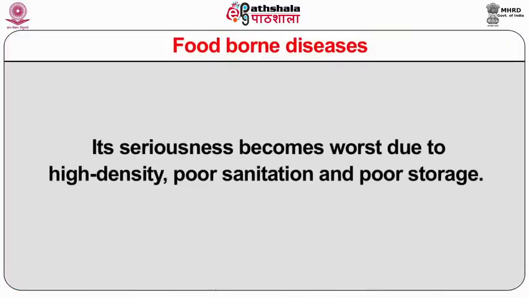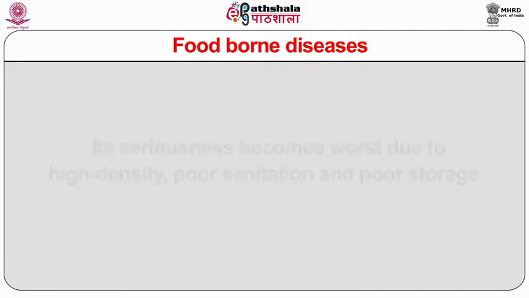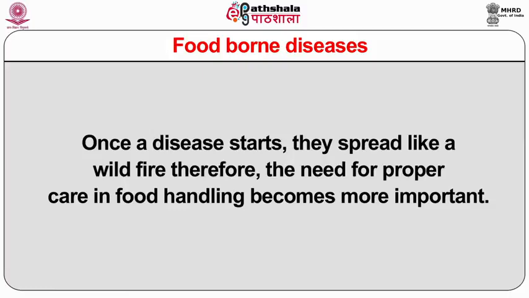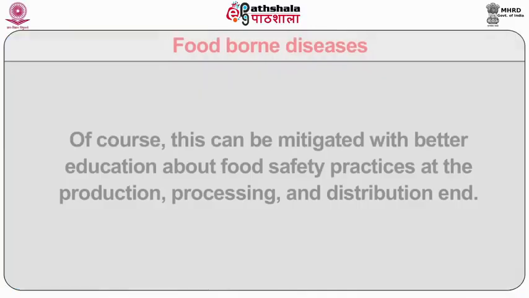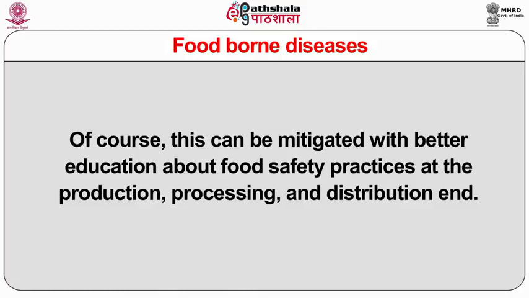Foodborne diseases. We all know that foodborne diseases are considered to be the most prevalent risk in our country. Its seriousness becomes worse due to high density, poor sanitation, and poor storage. Once a disease starts, it spreads like wildfire. Therefore, the need for proper care in food handling becomes more important. Millions of Indians suffer from food poisoning each year, and a big number of people die also. Of course, this can be mitigated with better education about food safety practices at the production, processing, and distribution end.